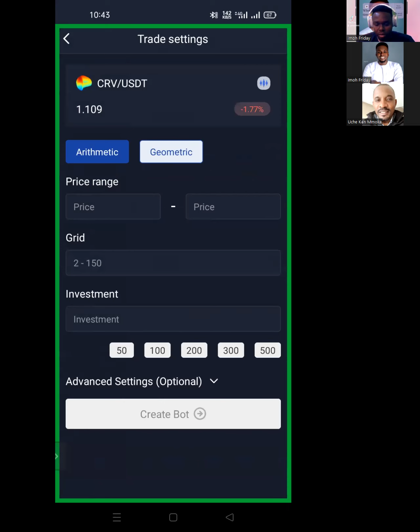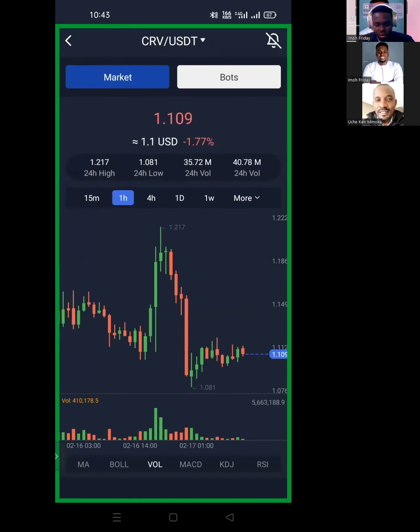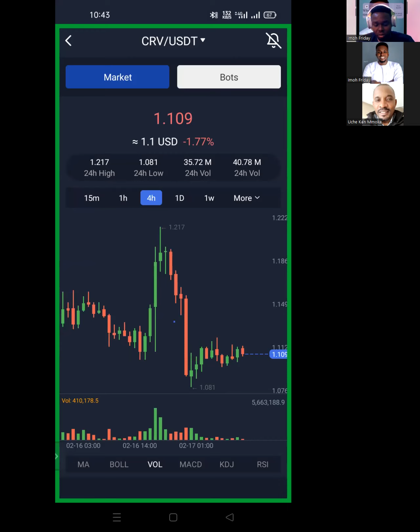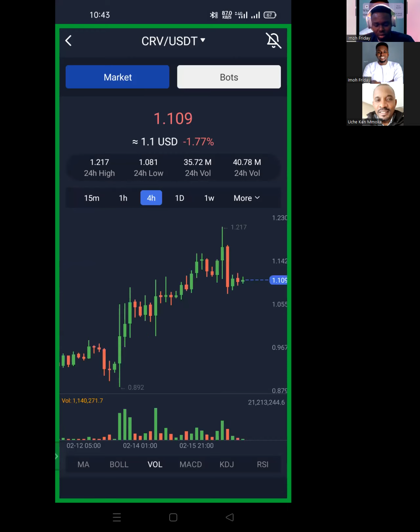Now here, let me look at this CRV. Let's look at this bot, this CRV. Look at this coin now, for instance. Now this is 1 hour. You can increase it to 4 hours if you want a larger range. Yeah, you want to take advantage of the larger range, because you know that this movement has been going on. So let me go to my TradingView to see.